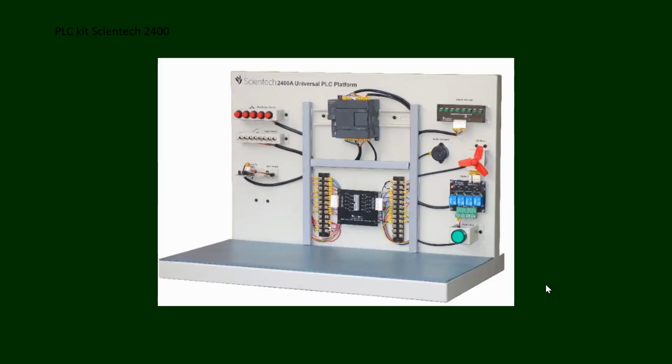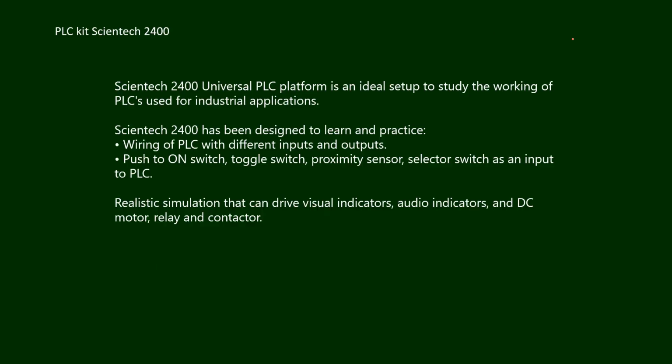You see here, this is a Syntec 2400 universal PLC platform. So what is this one? These are all for the input purpose, and this is for the output purpose, and this one is the PLC. We are using a Siemens PLC, and these are all for the input and output purposes. So this is one universal PLC platform kit, and this one only we are using in this experiment. PLC kit Syntec 2400: some information is given in the slide.